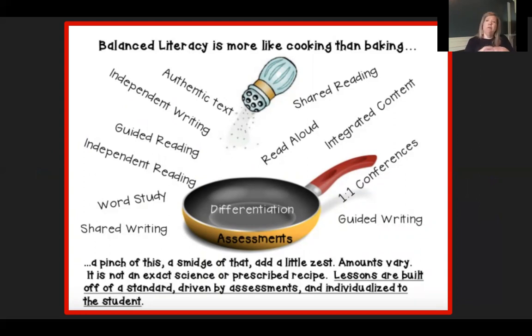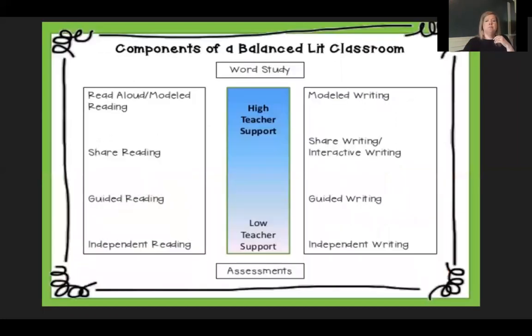And lessons are really built around, here's the standard, here's the assessment data that I'm taking to be able to see where my students are performing and how they're acquiring the knowledge that we're exposing them to. And then it's really individualized to the student or to small groups of students.